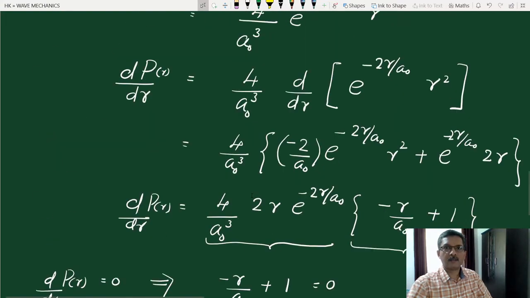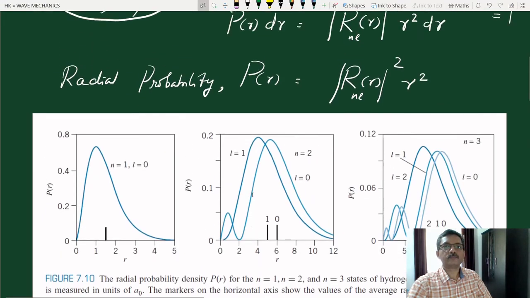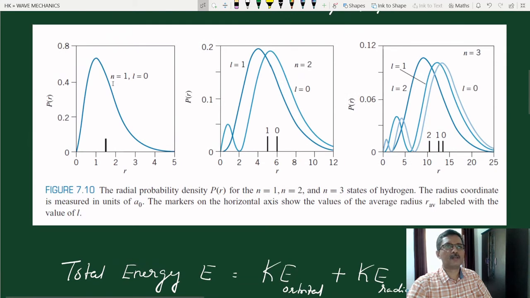Let us again come back to our plots here. If you go to the n equal to 1 state, the 1s state, we see that the radial probability is maximum at a0. For n equal to 2, look at the 2p state. We know that it has only one antinode, and this antinode is exactly at 4 a0. For the 3d state, again there is only one antinode, and this is exactly at 9 a0. So this shows this type of variation.